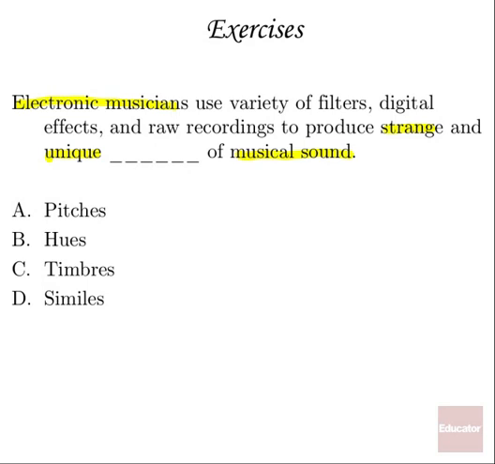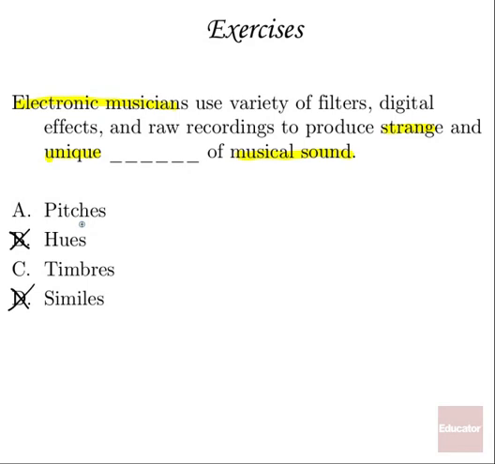So, I'm going to cross out hues, because hues refers to colors. I'm also going to cross out similes, because similes is a rhetorical technique used in literature. It's got nothing to do with musical sound. This leaves me just 2. I got pitches and I got this French word timbres.